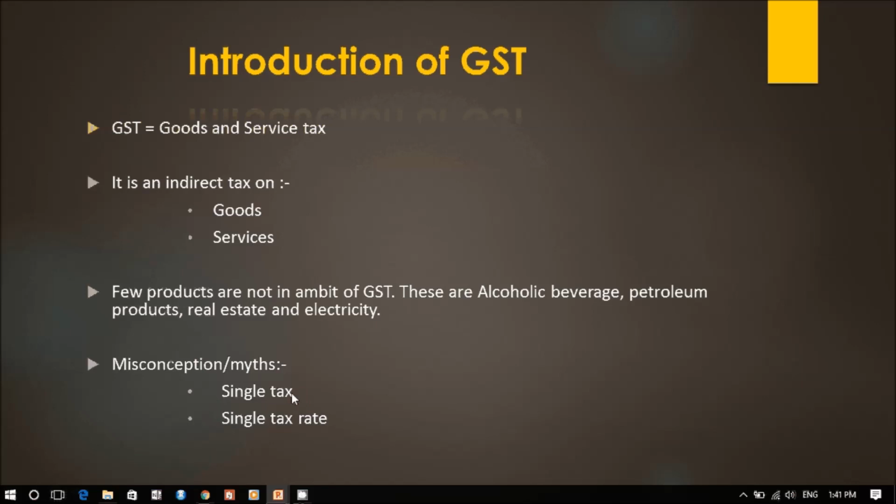There would be central GST, state GST, and integrated GST, which we would discuss a little bit later. And there would not be a single tax rate, there are going to be three tax rates. First of all, merit tax rate, then the normal tax rate that is called the standard tax rate, and the third one is the demerit tax rate. This also we will discuss later.